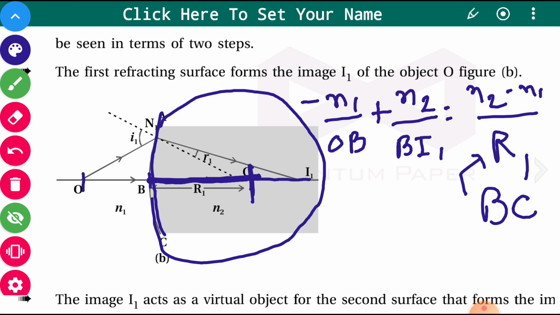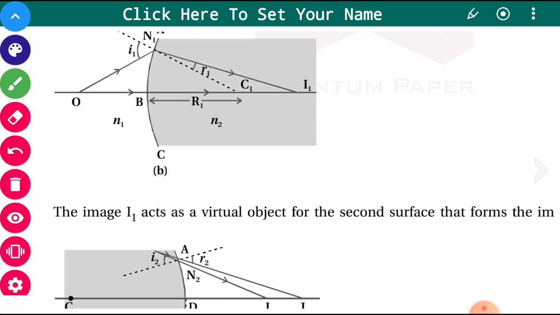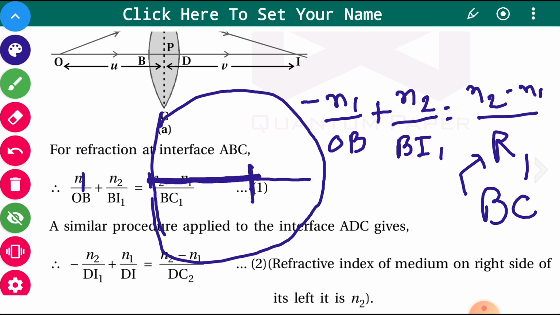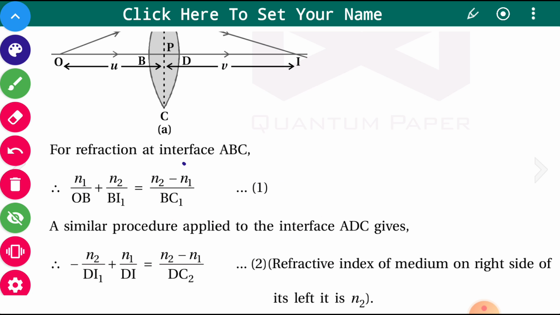So it is written as BC1, because this is the first center of curvature for the first surface of the lens. You can see here that instead of R1, it is written as BC1, and this equation is written according to the last theory.